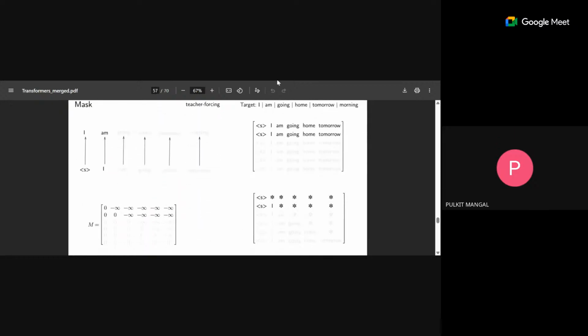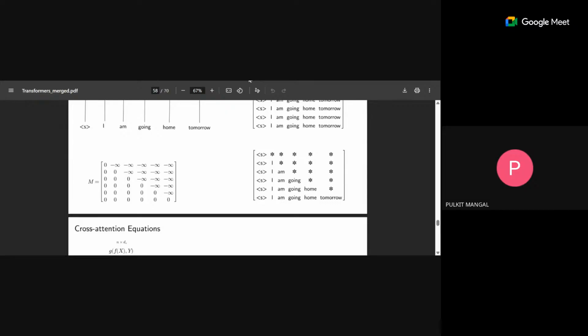In the second iteration, the word would be I, so we can keep 0 here also, but we cannot see the later tokens because we want to predict am and the future tokens also. So we keep the rest of the tokens as negative infinity, and the rest will be masked out. Following that, this is how the entire M matrix will look.